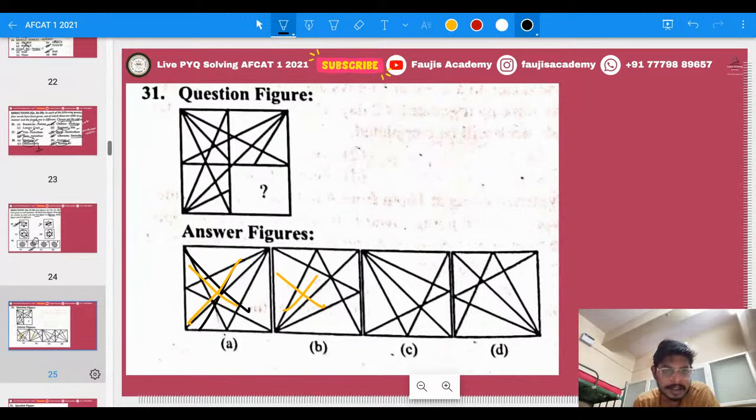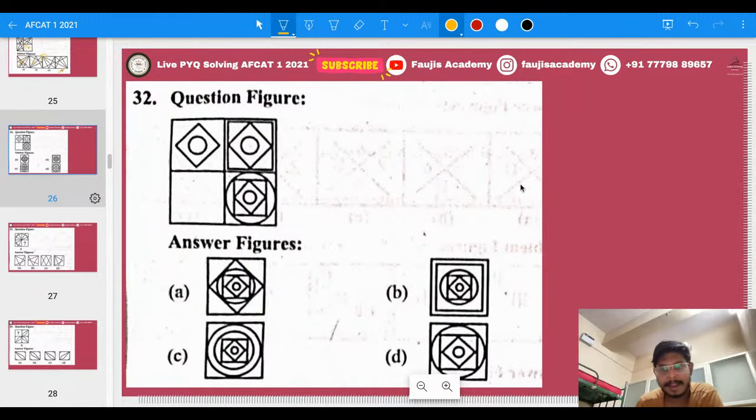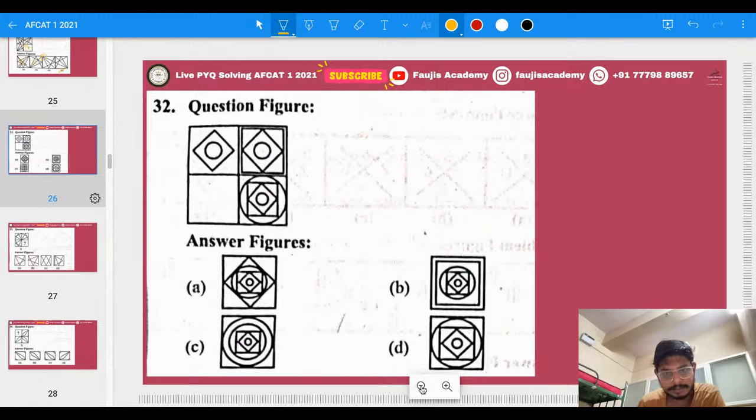Guys, why don't you think C is the answer? Because C cannot be the answer, because over here we are having three lines emanating from one single point. We cannot have three lines emanating from a single point over here, right? So we'll go ahead with D as your answer for this particular question. Yeah, this is a good one, guys. What do you guys think about this?